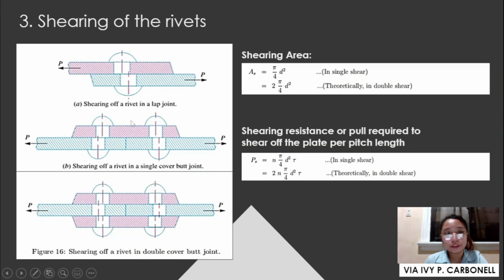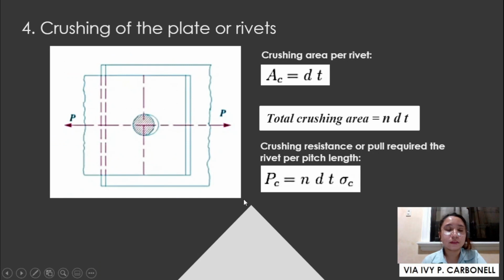The next reporter will discuss the types of joints that we're going to use. This one is the shearing stress: letter A for the lap joint, letter B for the butt joint, and the last one is the double cover butt joint. Take note that this type of failure will occur when the shearing resistance is less than the applied load per pitch length. The last one is the crushing of the plate or rivets.